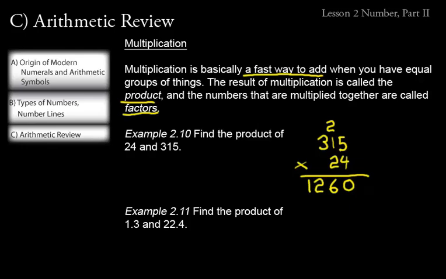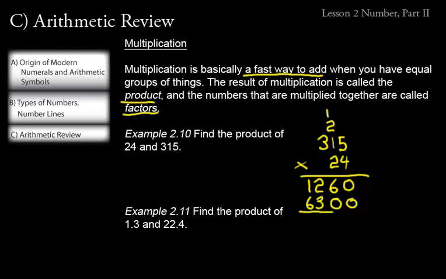Okay, next we do the 2. Multiply it by everything on top. Now, we need to hold the place, since the 2 is in the tens place, right? So we don't put anything there. We could put a 0 just to hold the place. And then we'll say 2 times 5 is 10. So we need a 0 here, carry a 1. 2 times 1 is 2, plus 1 is 3. 2 times 3 is 6.